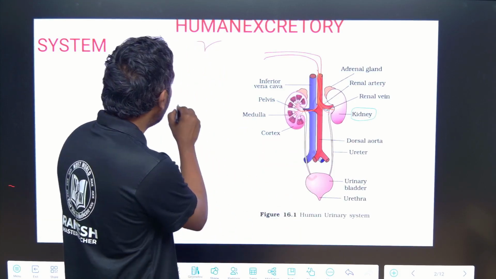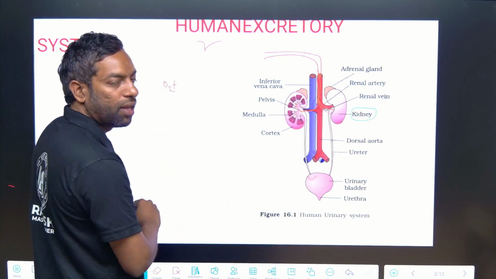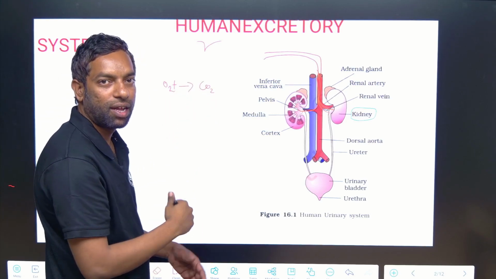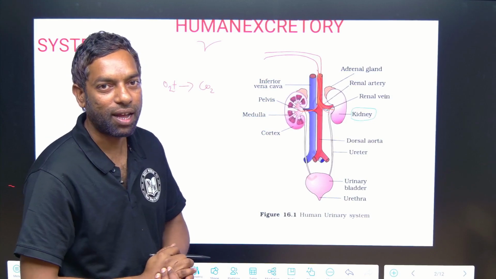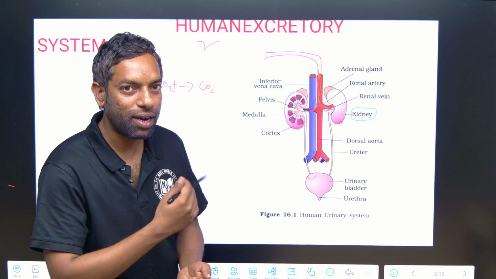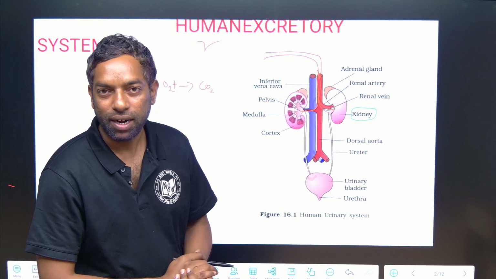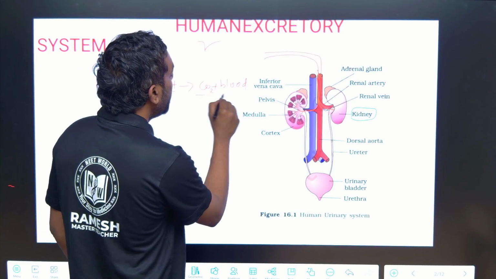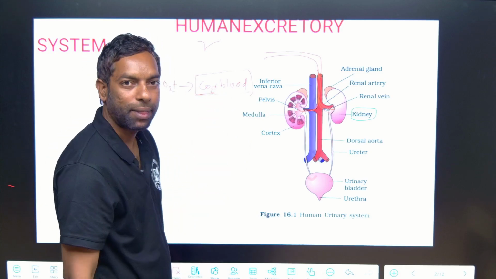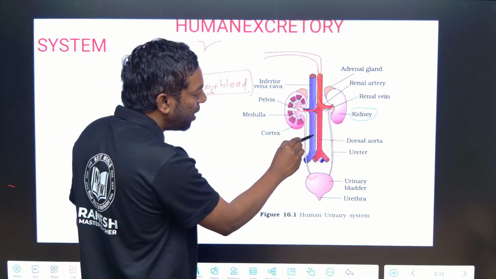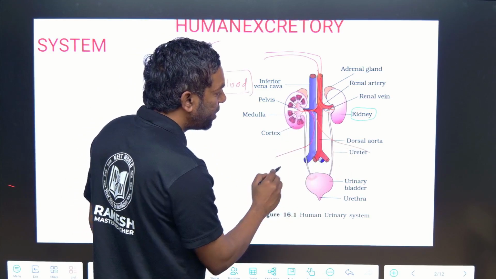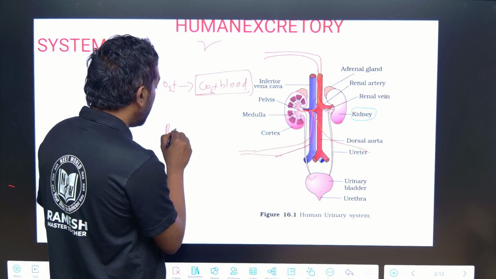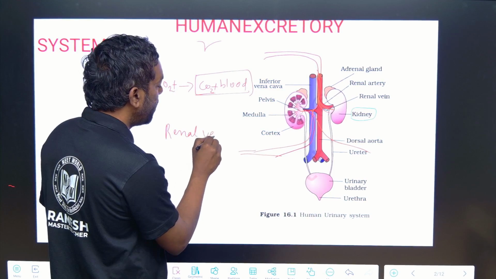The kidney utilizes oxygen in the metabolic activity of the kidney tissue and releases carbon dioxide, so the blood becomes deoxygenated. It can exit from the kidney, this blue one, from both kidneys. That we call the renal vein.